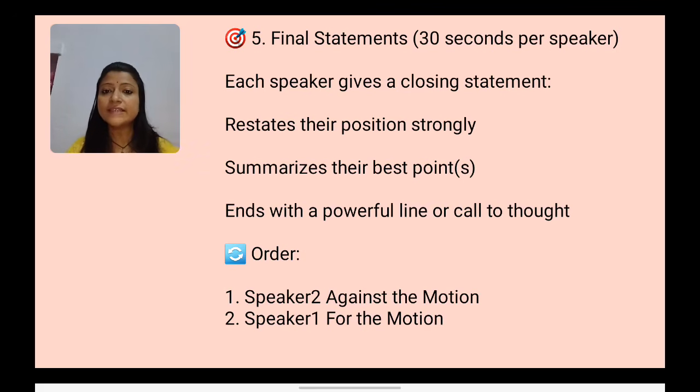After this, the final statement round: 30 seconds will be given to each speaker for giving a closing statement. In this, each speaker gives a closing statement, restates their position strongly or summarizes their best points, and ends with a powerful line or call to thought. In this, the order will be: speaker 2 against the motion will get the chance first, and after that speaker 1 will speak.